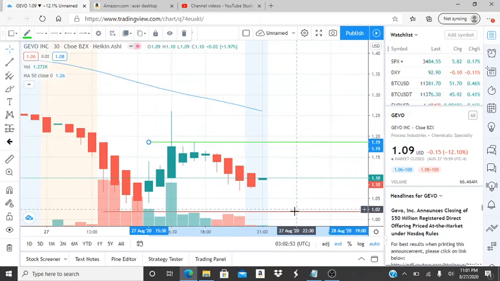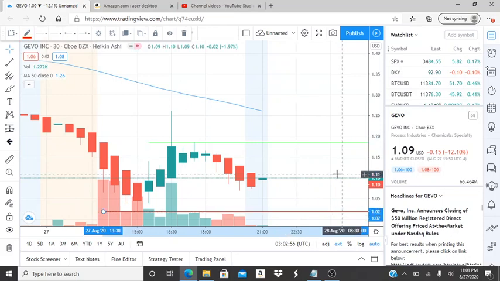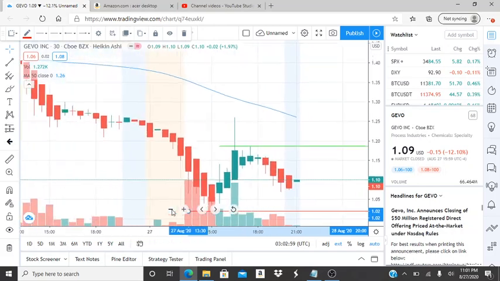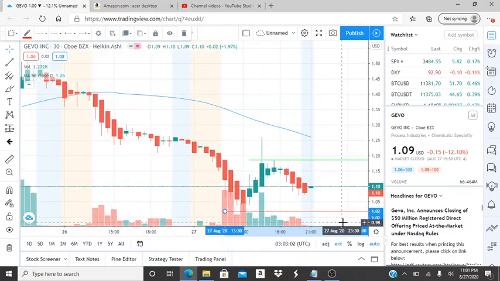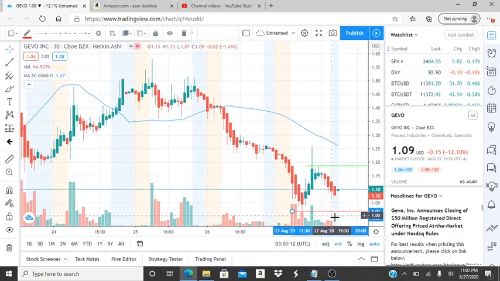On the other spectrum of things, the bears. The bears are going to want to break through 102. That's going to bring it down to lower levels of support. And once 102 is broken through, it's moving further away from the 50-day moving average. And the bears are just continuing to dominate this one by bringing this to newer lows as well.